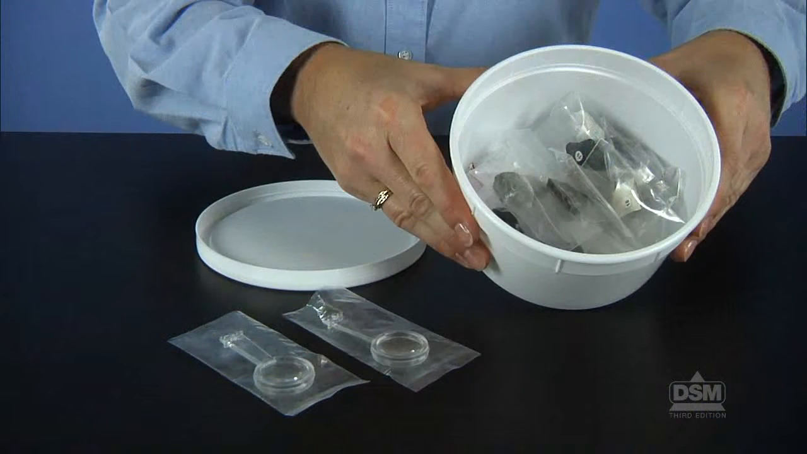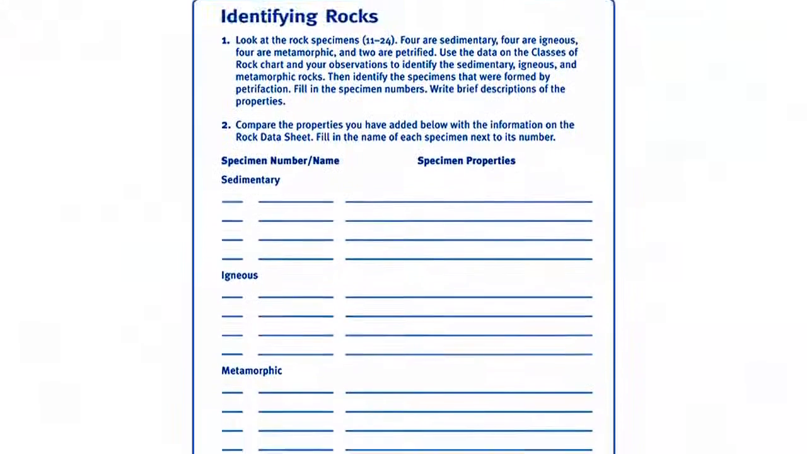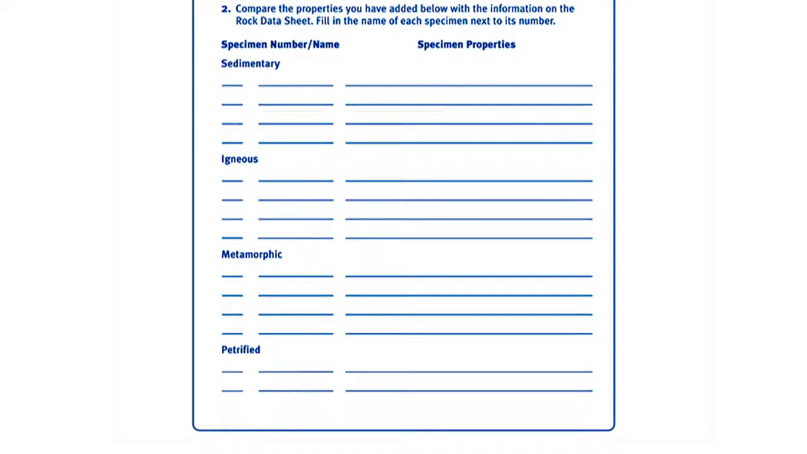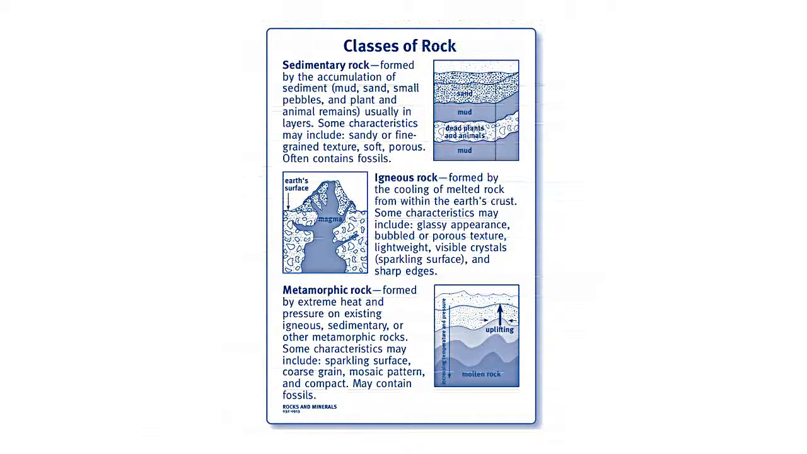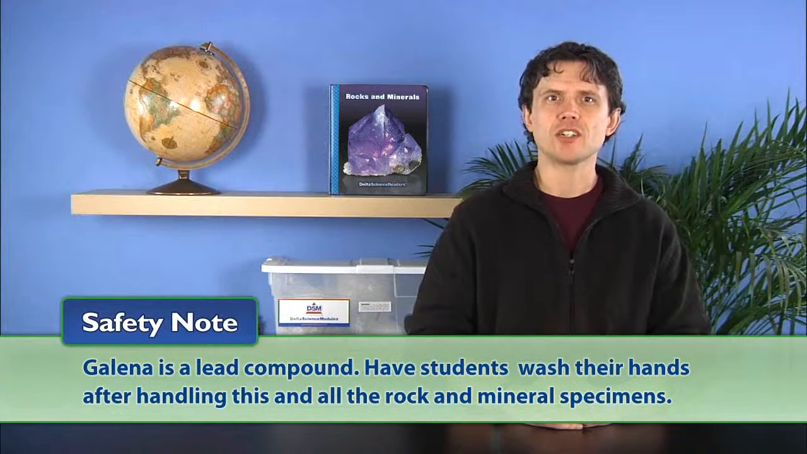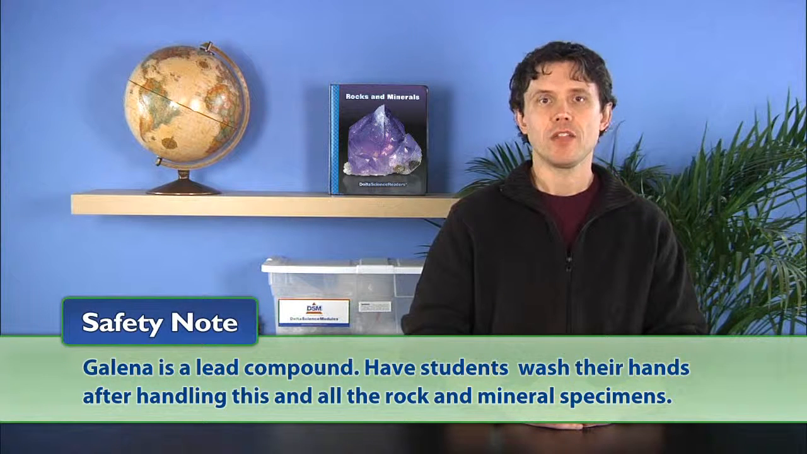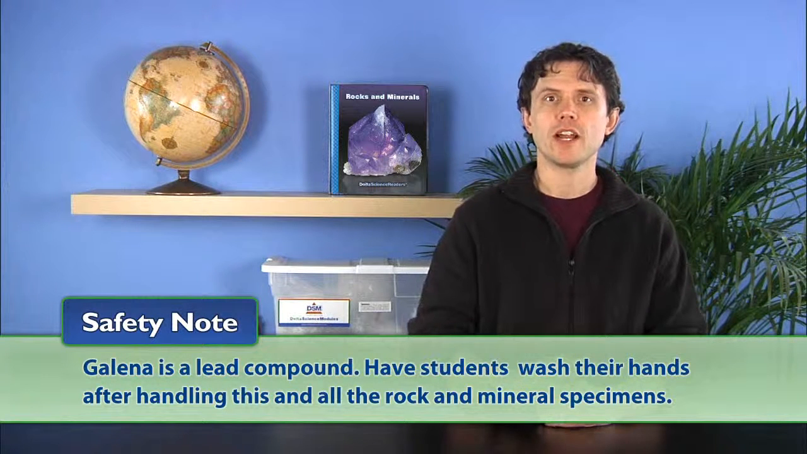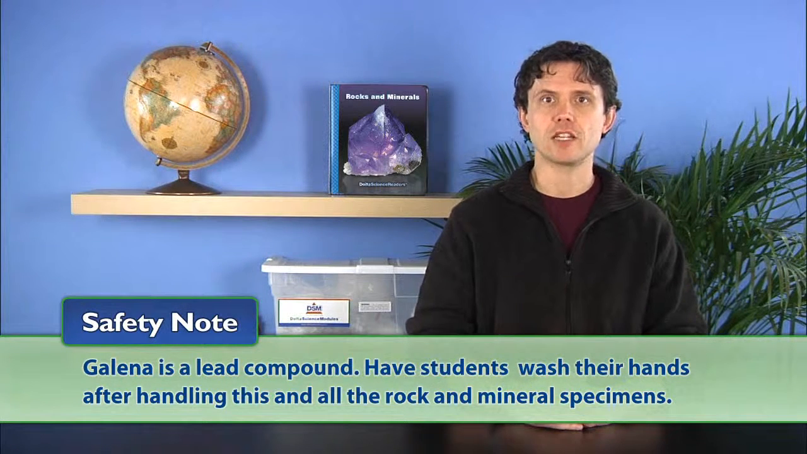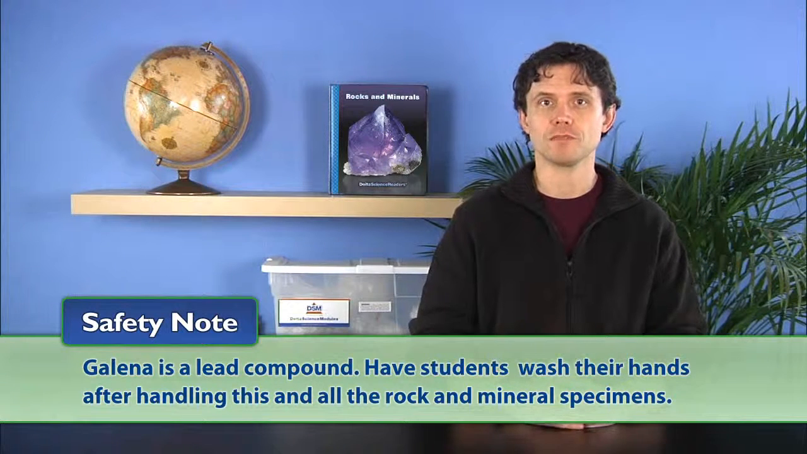Next, divide the class into teams of 4 and distribute a container of rock specimens and magnifiers to each team. Hand out a copy of Activity Sheet 10 to each student. While you hang the classes of rock chart, encourage students to examine their rock specimens. Note that one of the rock specimens, galena, is a naturally occurring lead compound. Therefore, students should wash their hands thoroughly after handling this and all the rock and mineral specimens.